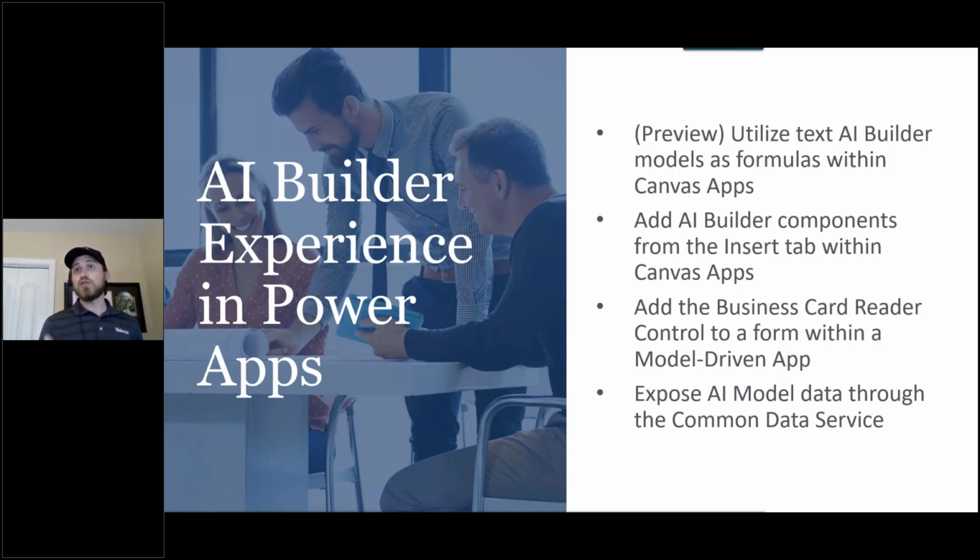A couple other ways that you can do that is there are AI Builder components that you can just insert. An example of that is the business card reader, and a couple others that I'll show you guys, where basically you can just hit insert and drop a little box into your app that's going to use an AI Builder model and do something for you. That also works on the model-driven app side. There's the business card reader control there as well that you can insert.